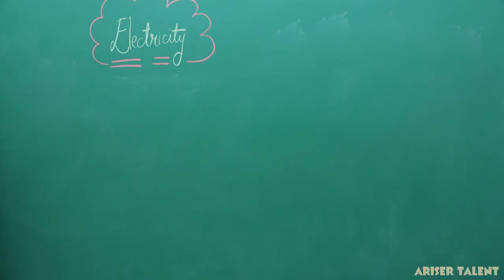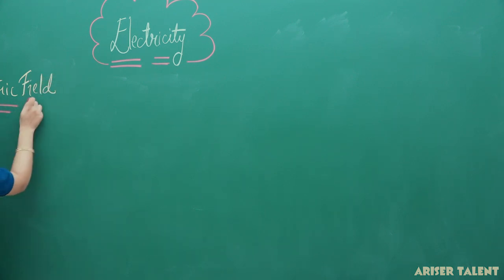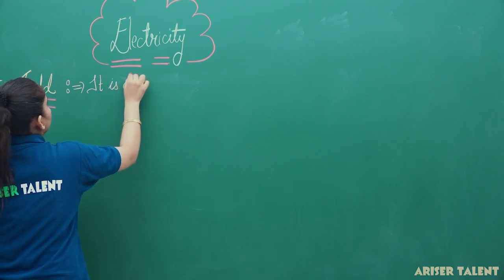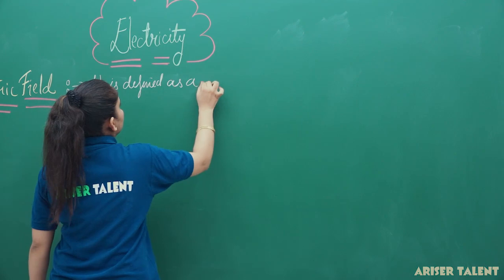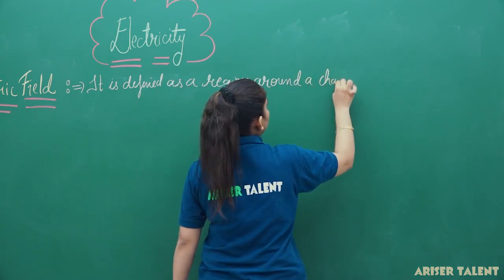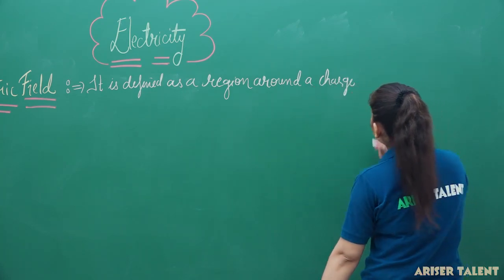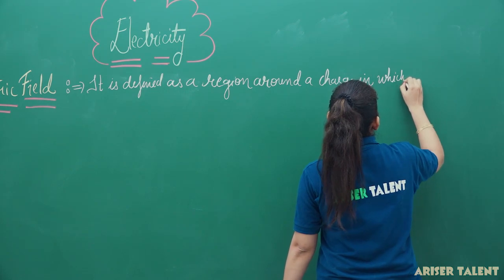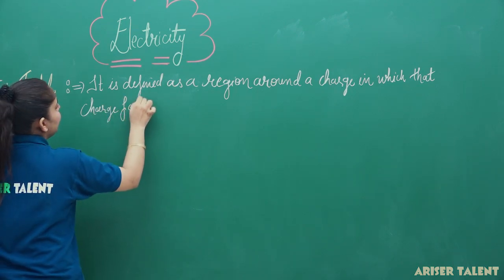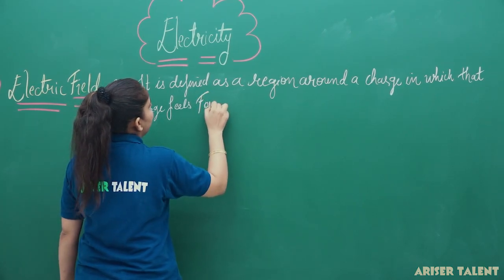So our next topic is electric field. Electric field is defined as a region around a charge in which that charge feels a force of attraction or repulsion.